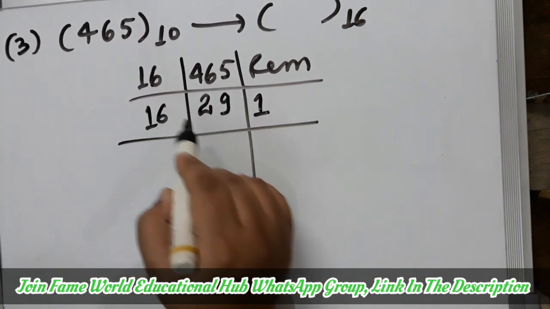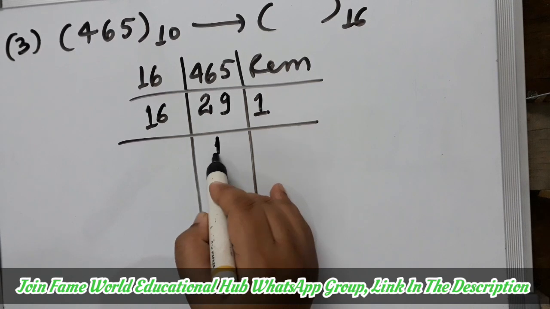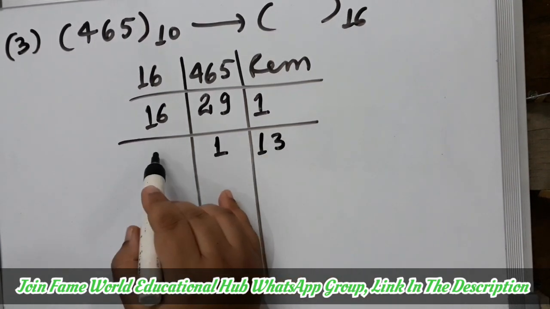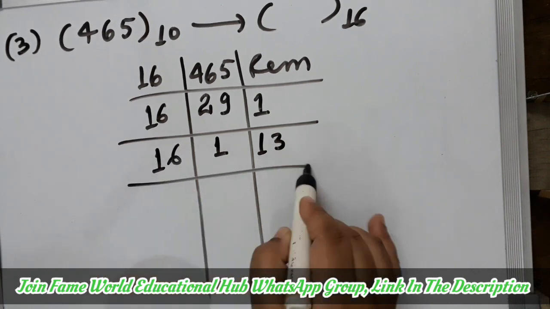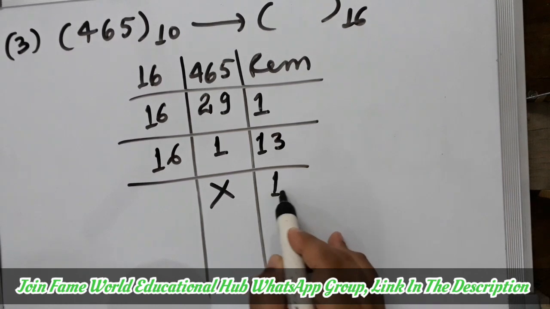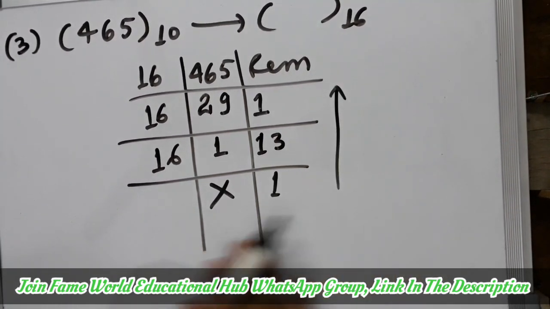Then 29 divided by 16, we go for 16 ones, which is 16, and then we have 13 as a remainder. Then again 16, and it is not possible to divide 1, so it comes as the remainder. Now this is an interesting one. Here you can see we have got this as the answer.